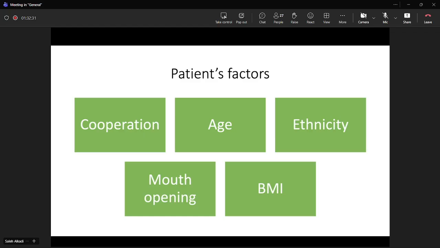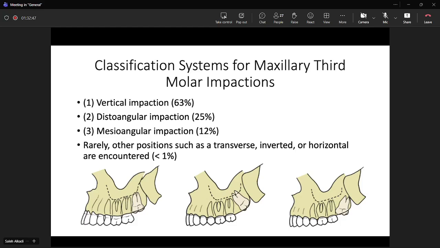Of course, you can add to these factors the patient's medical problems. If the patient suffers from diabetes, or if the patient is a smoker, this may affect your local anesthesia and may affect postoperative complications too. Now, let's move on to the maxillary third molars.